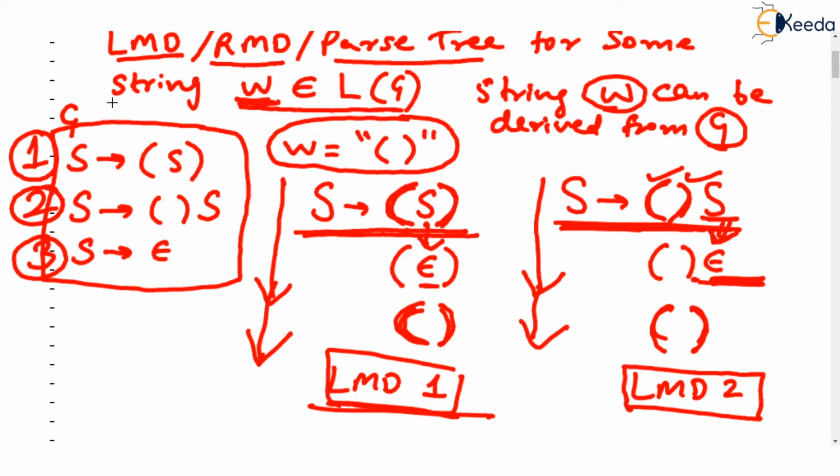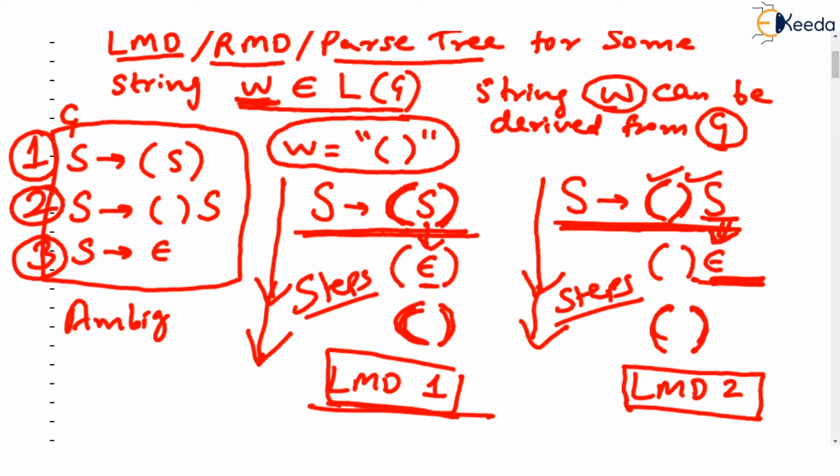What you observe is for the same string, open bracket close bracket, for the same w and for this grammar, there exists more than one leftmost derivation. I mean, the steps in this LMD are not the same as the steps in the other LMD. Correct? You may say, so what? Anyway, we are deriving the string. Agreed, we are deriving the string, but there are two different derivations. If there exist two different derivations, then the given grammar is ambiguous. I hope you are understanding.